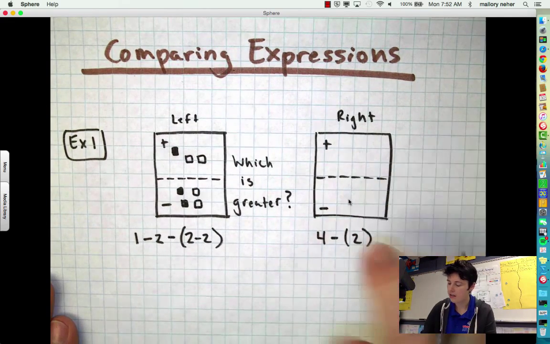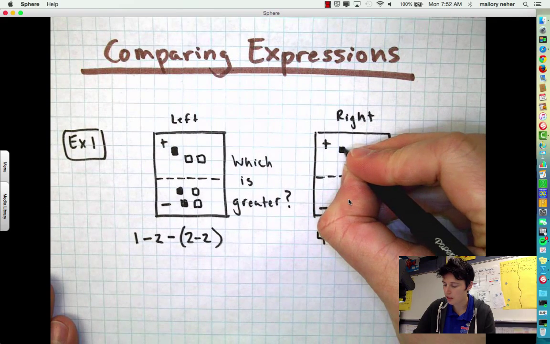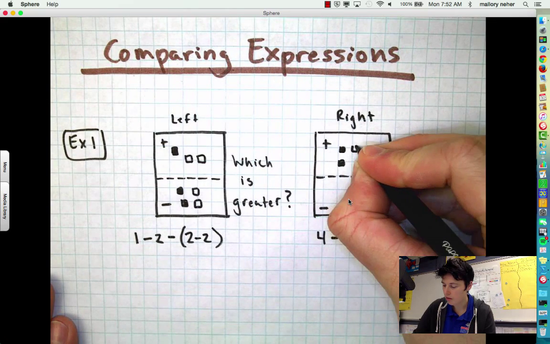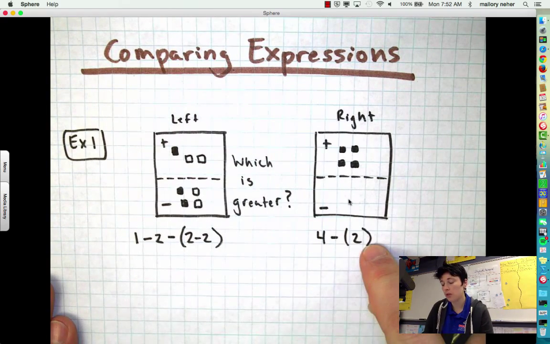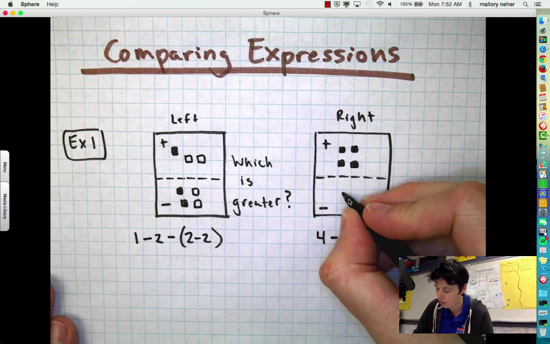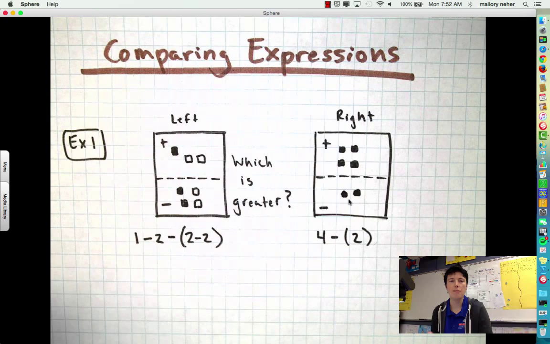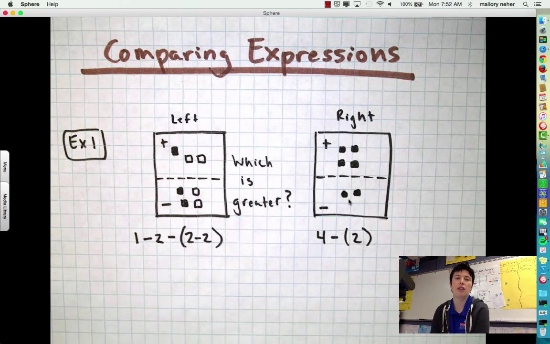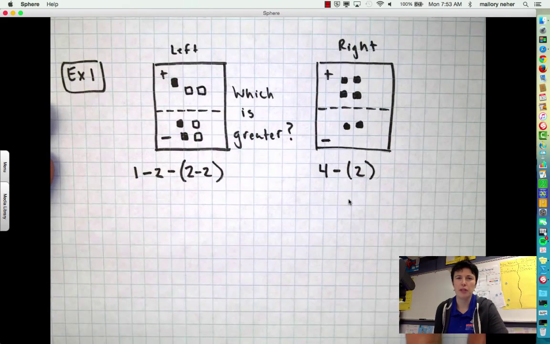On the right side, I have 4 minus parentheses 2. So 4 means I have 4 units: 1, 2, 3, 4. Then I have a minus parenthesis, which goes down in the minus box, and it has a 2 in it, so I'm going to do 2: 1, 2. Then I'm ready to start simplifying and deciding which is greater, the left or the right. So there's my visual, my picture. That's my beginning steps here. I'm going to move this up.